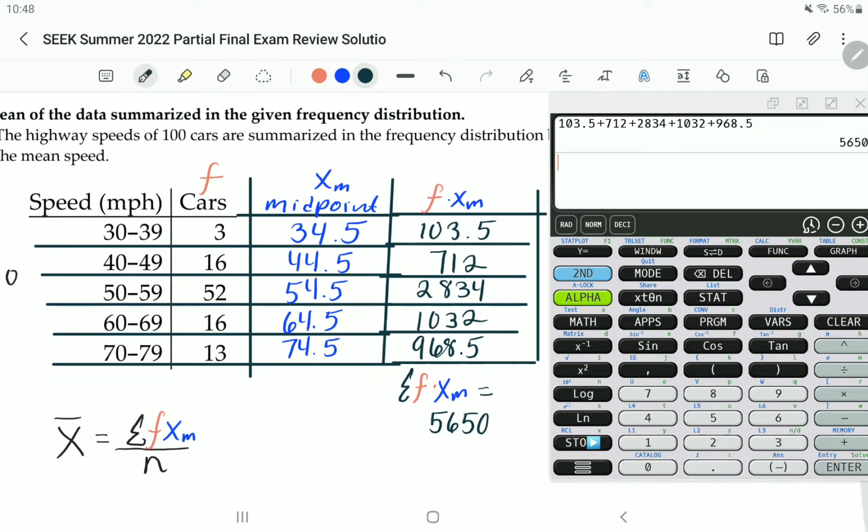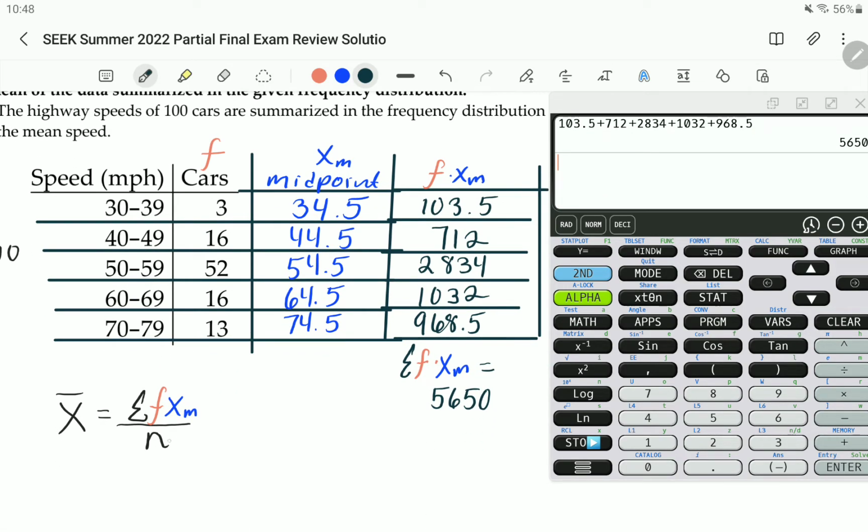All right. Let's go back to our mean formula. That's 5,650 divided by n, which is the total frequency. It says already up here, there is a speed of 100 cars. So my total frequency is going to be 100.